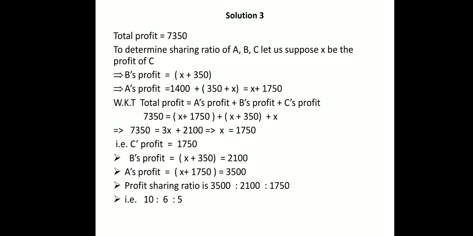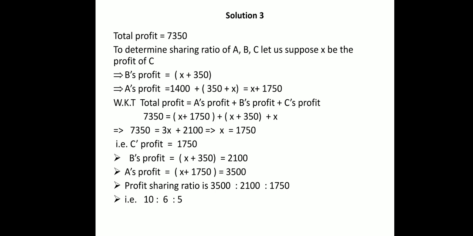Now what is given here? Out of which A received 1,400 rupees more than B. So A's profit is dependent on B. Whatever B gets, plus 1,400 extra, A receives. Similarly, whatever B gets, plus 350 rupees more than C. So this is the relation. So C is independent now.